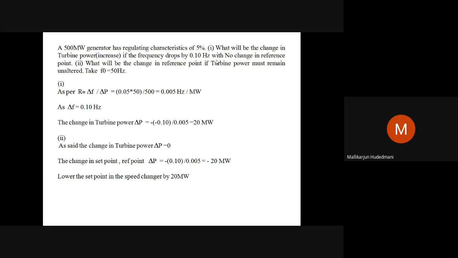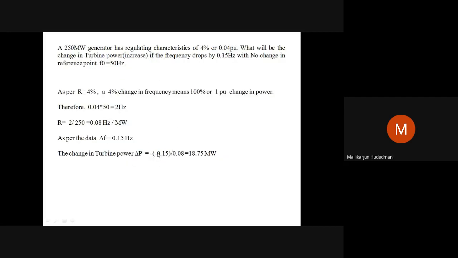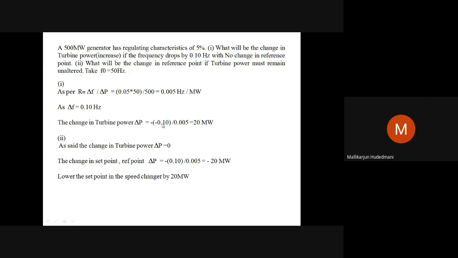The change in frequency mentioned here is 0.1 hertz. Therefore, if delta F is 0.1 hertz, the change in turbine power is minus of that frequency drop divided by R. The same thing I wrote here: minus delta F by R.